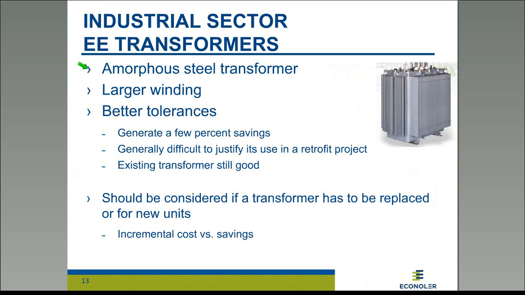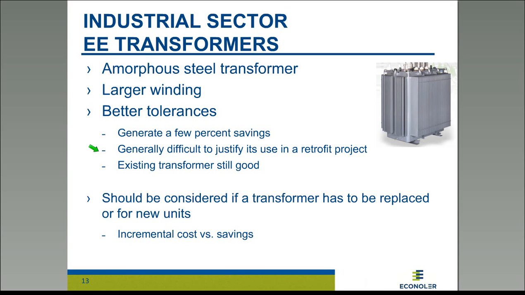So one of the solutions is to use better material. One of these materials is what we call amorphous steel transformers. So that's a type of steel that has better permeability to magnetic field and effectively helps to reduce the energy loss in the transformer. Larger winding was already mentioned, and better tolerance, the same as in high efficiency motors. So in general, an energy efficient transformer will give you a benefit of a few percentage savings. So it's not huge savings.